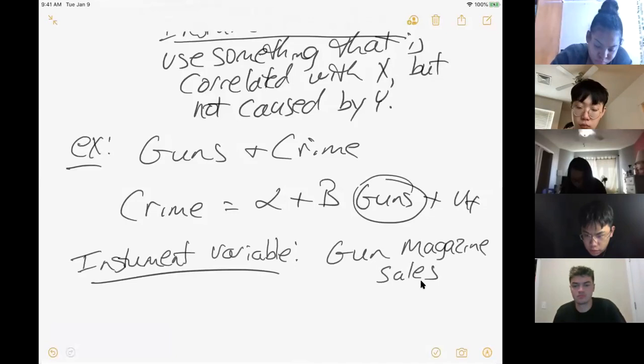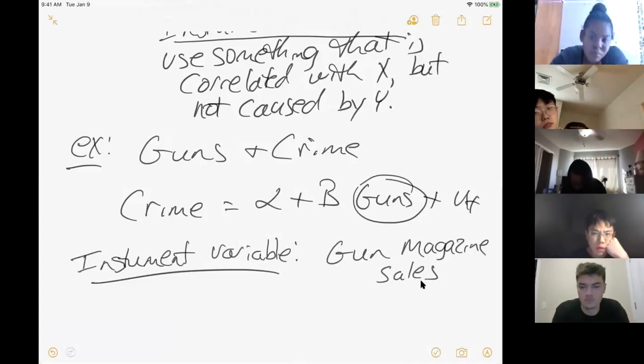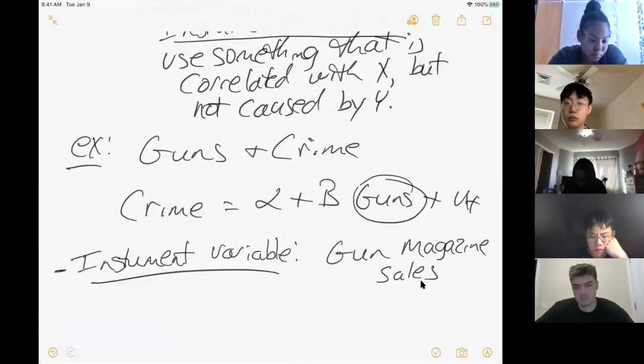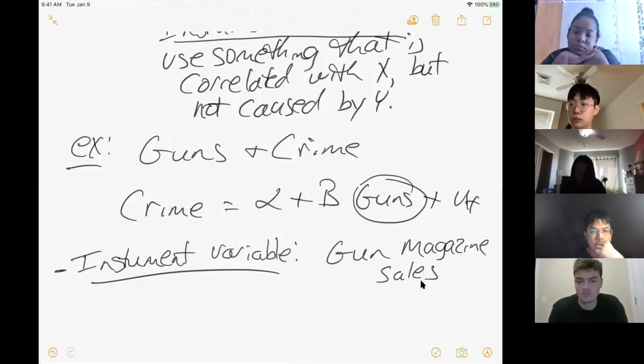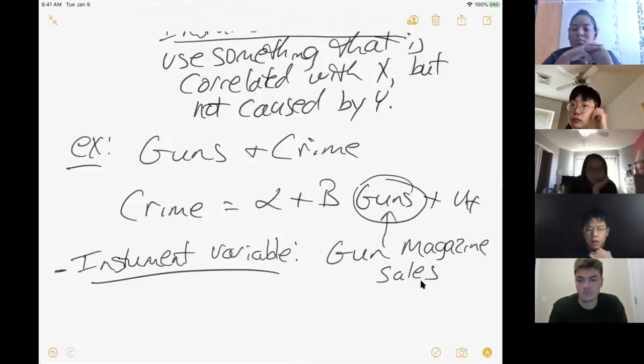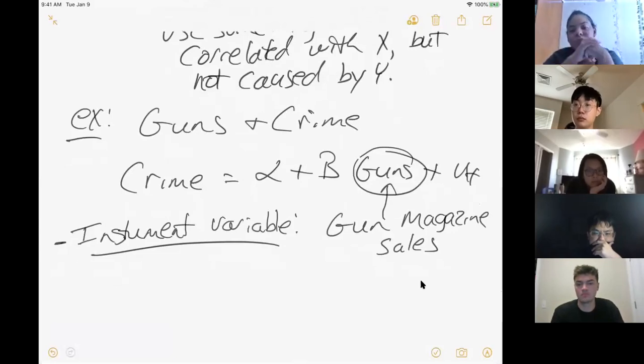Gun magazine sales. And here I don't mean the magazines that hold bullets. I mean the actual magazines that you read. So this is actually a very clever instrumental variable. Why? Because what's true about people who buy gun magazines? They also own guns. There is a high correlation between gun magazine sales and the number of guns. But does crime cause people to buy more gun magazines? That doesn't really make a lot of sense, right? So it's a very clever instrumental variable, something that's correlated with guns, but is not caused by crime. So what you do is you use this as a replacement for guns.